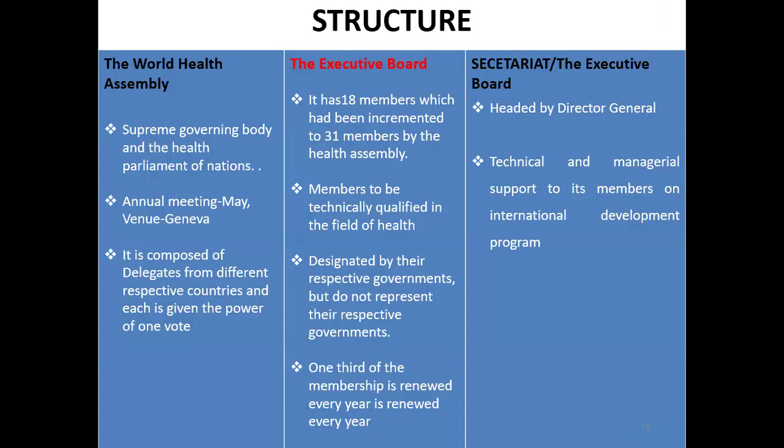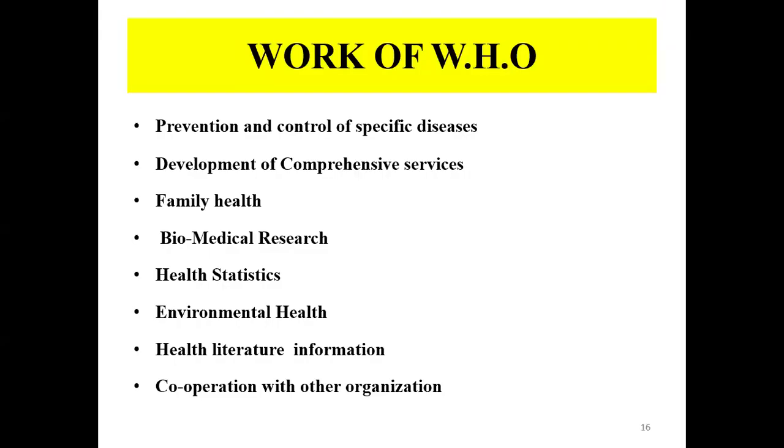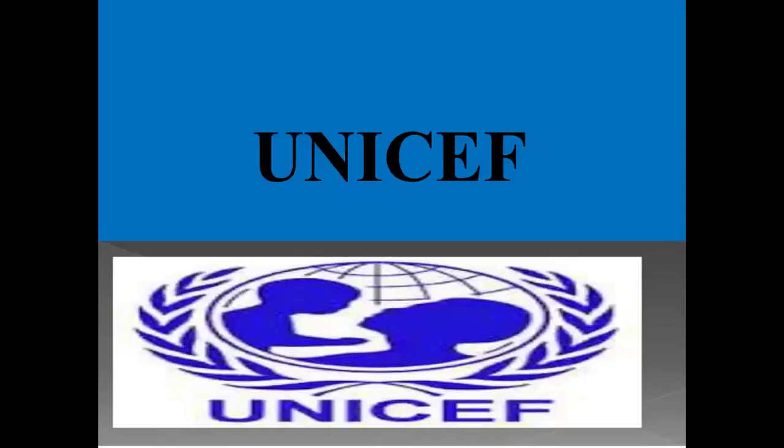Structure: it has the World Health Assembly, the supreme governing body, whose annual meetings are held and composed of the delegates of different countries. It has an executive board and the secretariat. Work is prevention and control of specific diseases, development of comprehensive health services, family health, biomedical research, health statistics, environmental health, health literature information, and cooperation with other organizations.